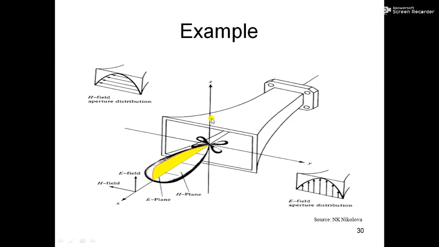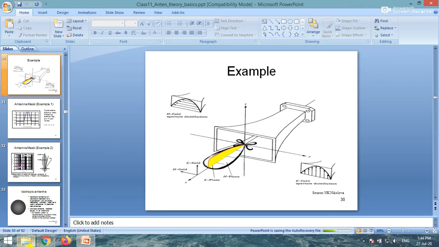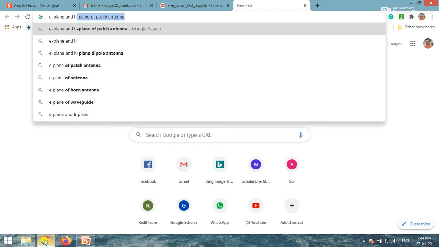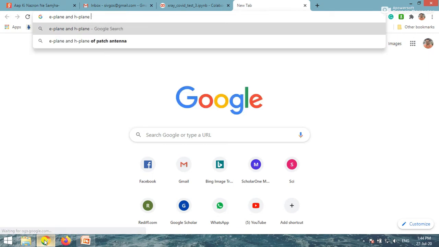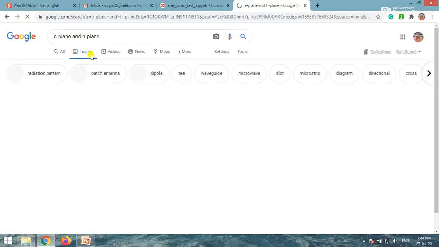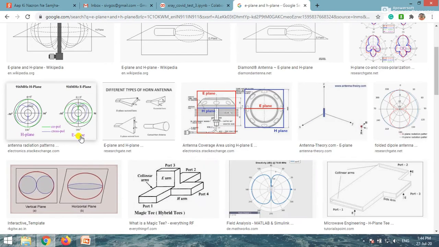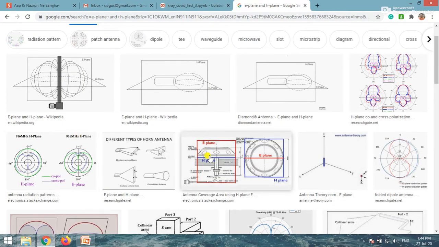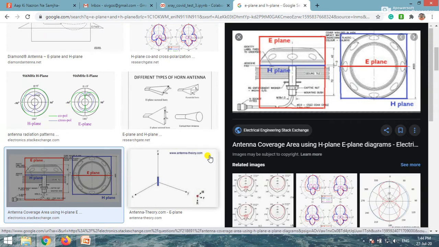Let me give you some picture. So here you can see, this is an antenna, this is actually a patch antenna, and the red one is the E plane and the H plane.